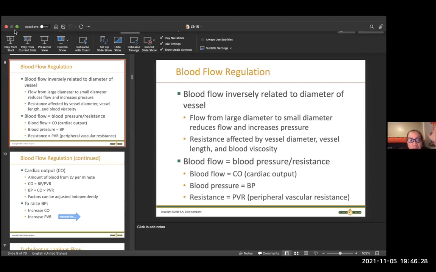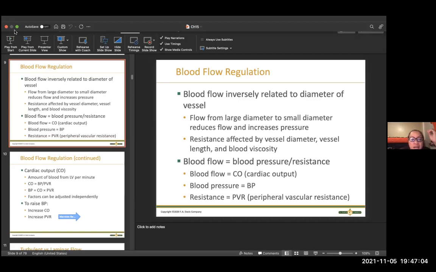You have to be familiar with the blood viscosity, the length of the vessel, and the vessel diameter. So if the vessel is long or short, that's the vessel length. The vessel diameter, is it big diameter or small diameter? And blood viscosity, are there aggregates of platelets? So if there are aggregates of platelets, then it will impede the blood flow. Something like that.